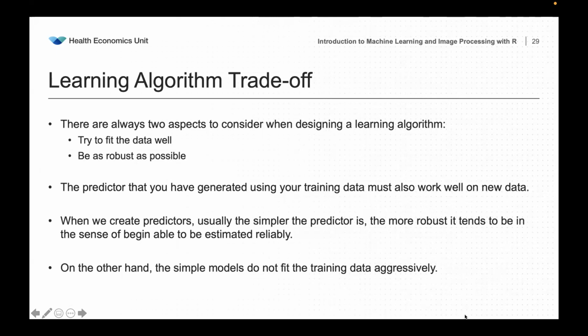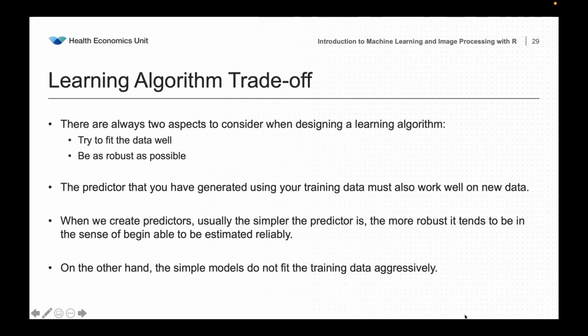When you create the predictor, usually the simpler the predictor is, the more robust it tends to be, in the sense of being able to estimate reliability. For example, if you have a number of features, say 100 or 200, I know there's a lot of information you want to put inside your model, but sometimes the number of these variables can also introduce noise into the model. So you always want to avoid this kind of problem.